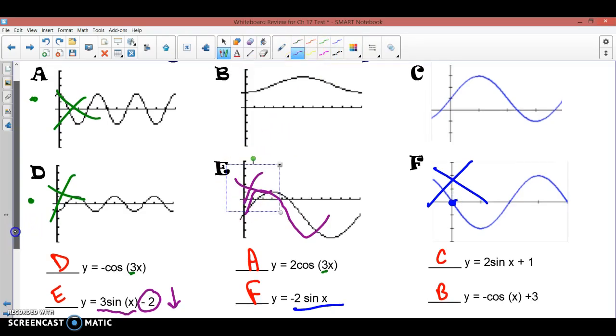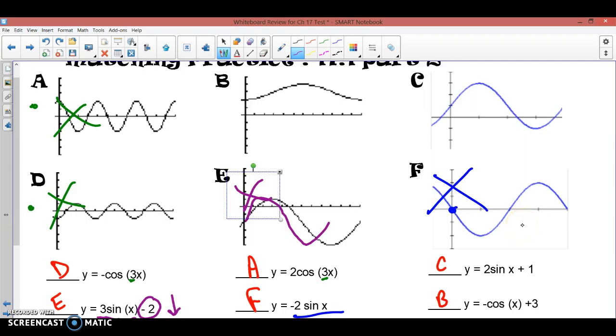Now what we have left are the graphs C and B. This one has a positive 2 in front of it, so it should be a little bit taller graph. And a basic cosine is U-shaped, and the negative is going to flip it. If we look, the taller of the two graphs is C, and if we double check and just graph 2 sine x, we would start at the origin, go up to a height of 2, and drop down. Then if I shift it up 1 unit, there we go, it matches, so that should be C.